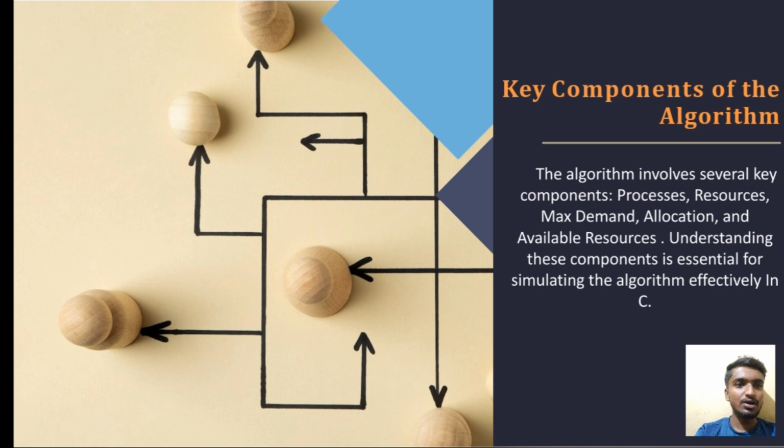Key components of the algorithm. The algorithm involves several key components: processes and resources, max demand, allocations, and available resources. Understanding these components is essential for simulating the algorithm effectively in C.